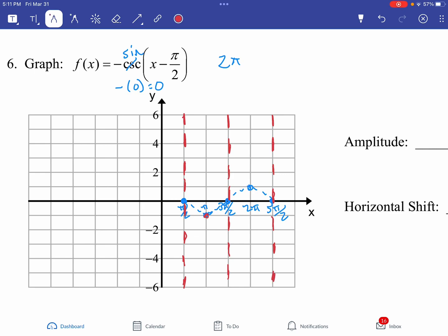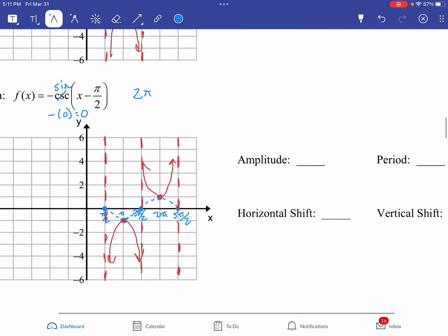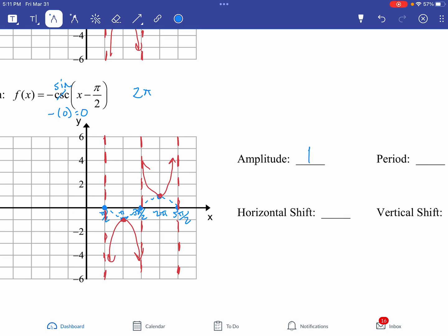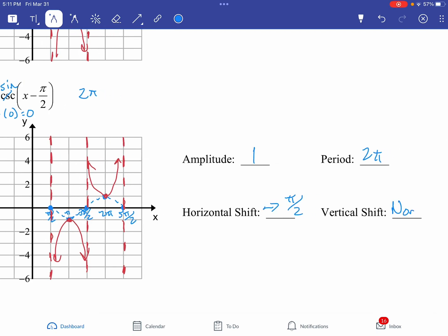Now on the peaks and the valleys, I'm going to go either down on the valley or up on the peak. And that's my graph. For the information on the right-hand side, my amplitude is +1. My period is 2 pi. My horizontal shift is to the right by pi/2. There was no vertical shift.